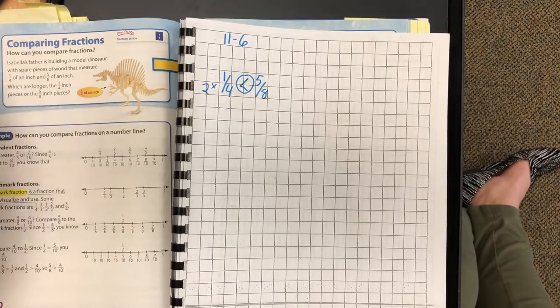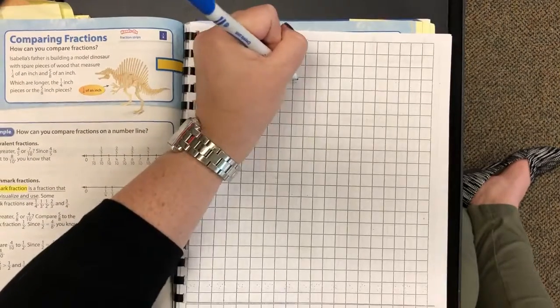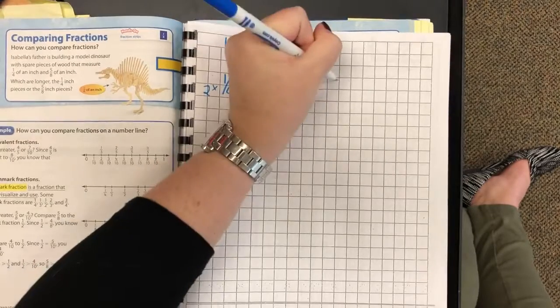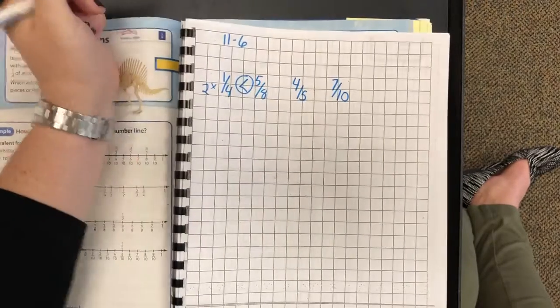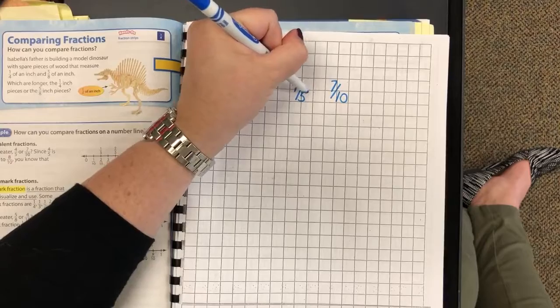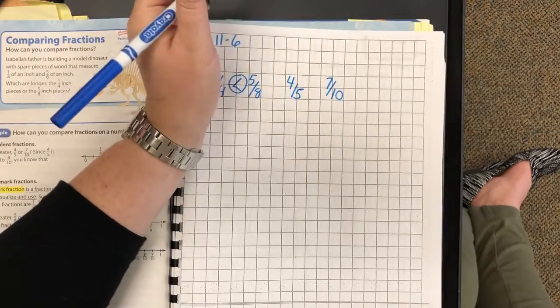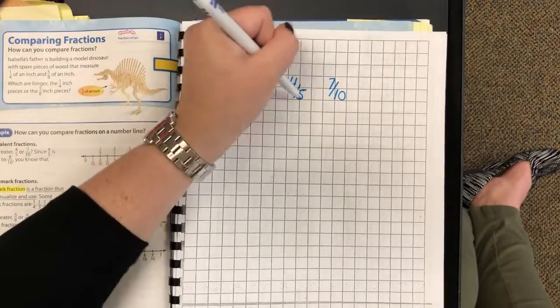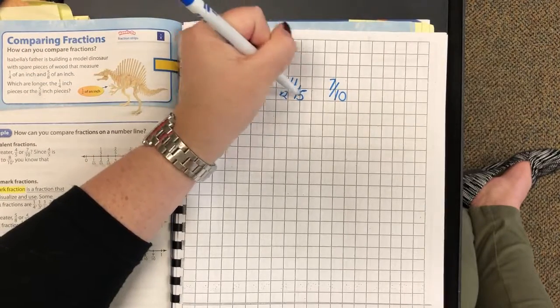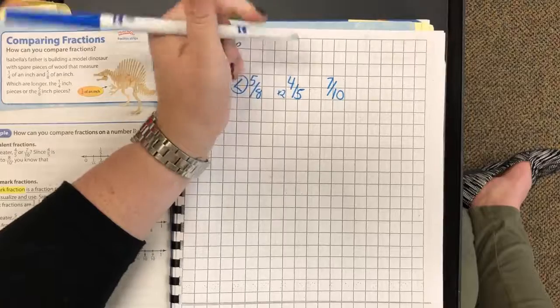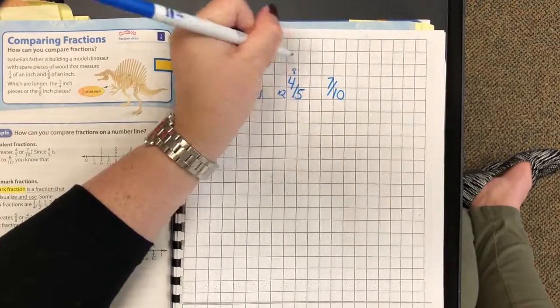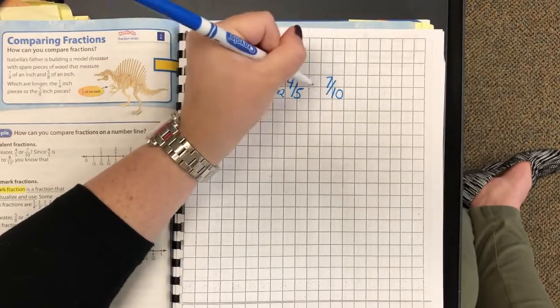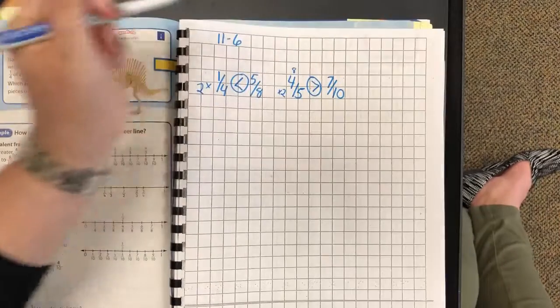What about 4/5 versus 7/10? That 5 can become a 10, right? Yes. Times 2. So 5 times 2 is 10. 4 times 2 is 8. So what's bigger, 7 or 8? 8. So in this case, 4/5 is greater.